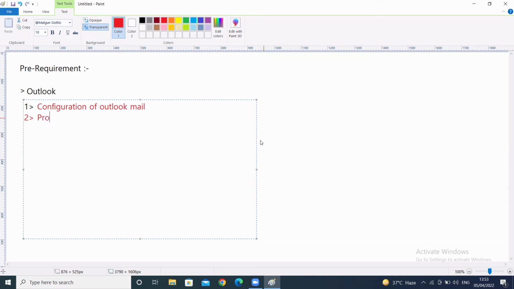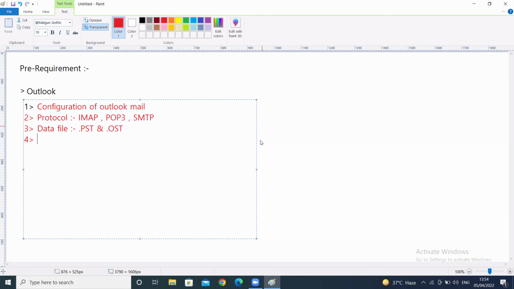We have some protocols inside Outlook, regarding IMAP, POP3, and SMTP. And number three, we have some data files. In Outlook, we have data files, like what we call a file extension, which is .pst and .ost.